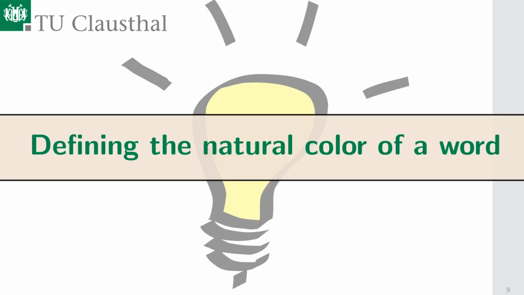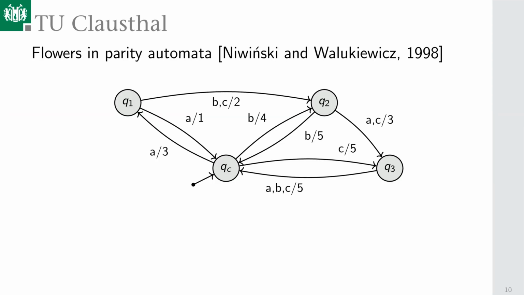So how can the natural color of a word be defined? To see this, let's have a look at what colors are needed for when building a deterministic parity automaton for a language, and let us step by step make some observations guiding us towards an automaton agnostic version of the color of a word. So how are colors used in parity automata? Why do some languages need 2 colors and others 3?